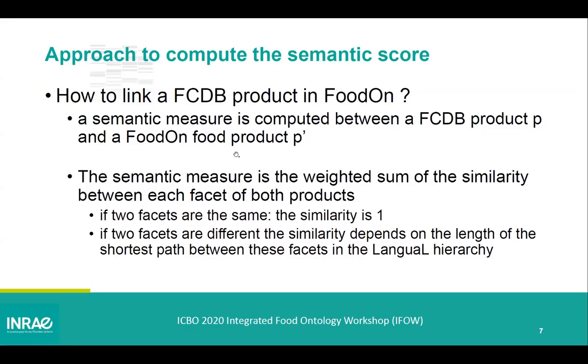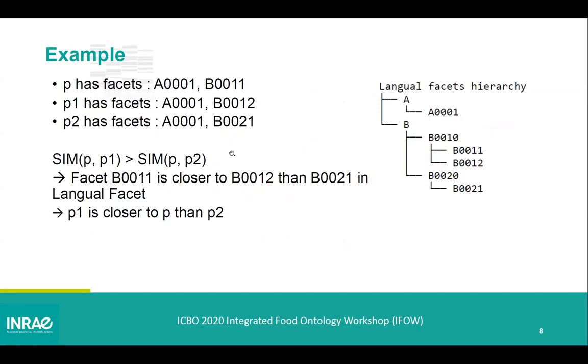Here in this slide, just a little example to explain the intuition. And we want to compare the product P with product P1 and P2. You see that for facet A, the same thing, similarity is 1. But for facet B, we have different concepts. And here, our similarity measure will say that similarity between P and P1 is greater than similarity between P and P2, because B11 is closest in the path to B12 compared to B21.